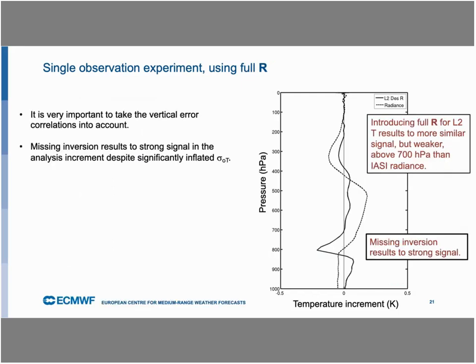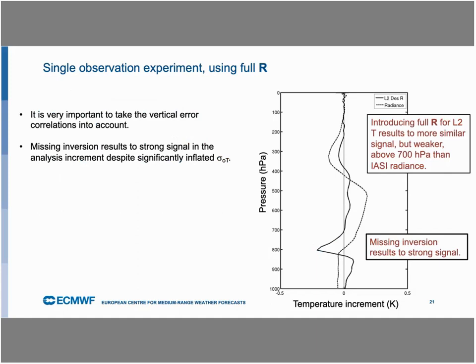And when we use the full error correlation matrix, so we take into account both errors and the correlations, the temperature increments are shown here. So the dashed line is the same as in the previous plot, the radiance assimilation, and the solid line is now the assimilation of the temperature retrieval with the full R matrix.